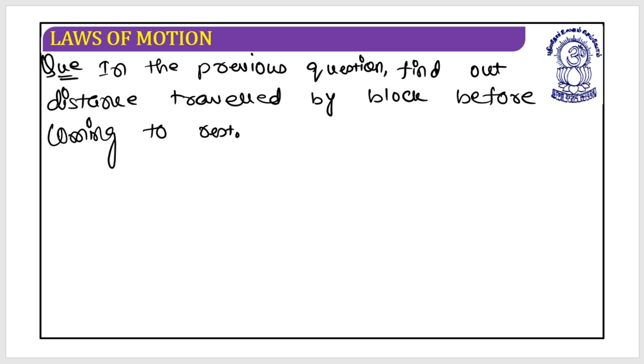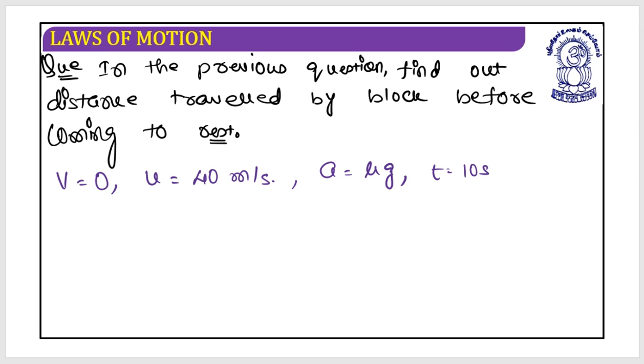So how can you do this? What I understand is that I have a final velocity v equals 0, an initial velocity equal to 40 meter per second, an acceleration equal to mu into g, and a time of 10 seconds. What I want is x. So I can go with this.